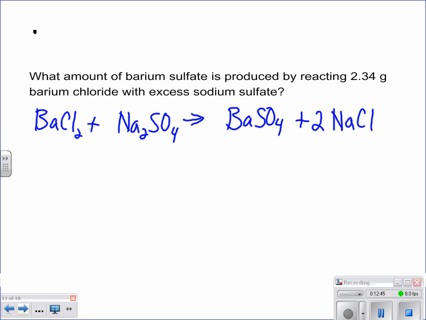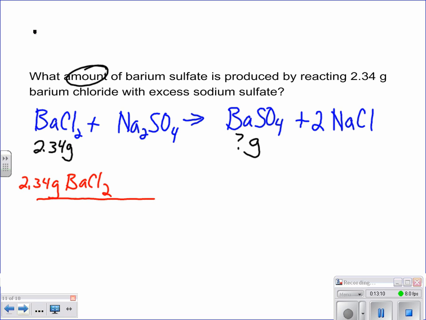We're starting with, it says what amount of barium sulfate. If it just says amount, that's kind of vague, but just assume it means grams if it says amount. And then we're reacting 2.34 grams of barium chloride. So there's what we need. Now we just set it all up, starting with what we're given. Our 2.34 grams of barium chloride. We don't want it as grams of barium chloride, so we convert to what? Moles of barium chloride.